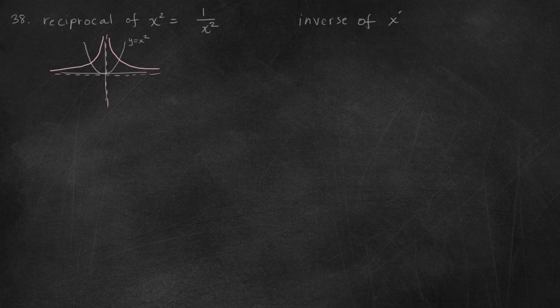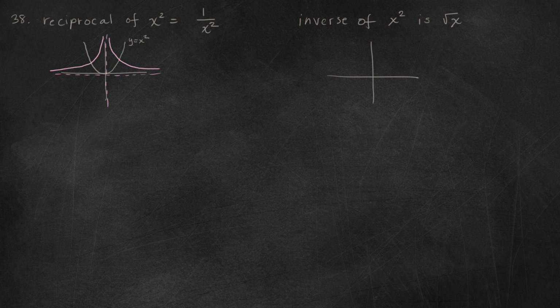the inverse operation is going to undo what x squared does. So x squared takes an input value and squares it. The inverse of that, if we want to undo that, we're going to take the square root of our input value. So the inverse of x squared is the square root of x, with the restriction that x must be greater than or equal to 0.